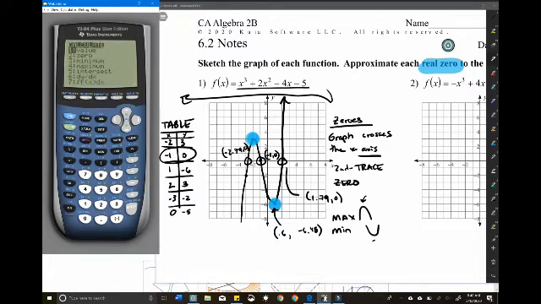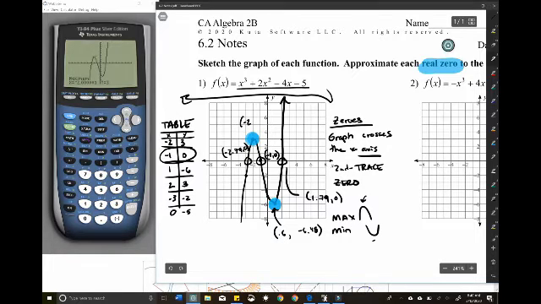The maximum would be this value to the left. And we go to the left, we go to the right, hit enter again, and negative 2, it's pretty much negative 2 comma 3 is our peak.